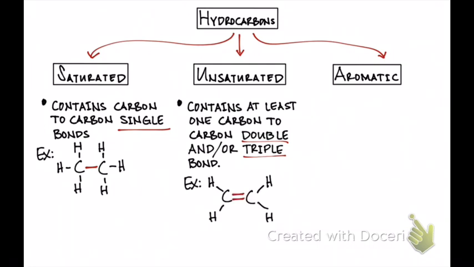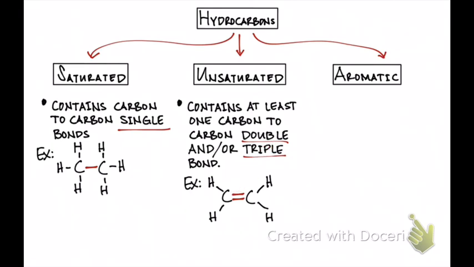Here's an example. This is ethylene, which is also a hydrocarbon. As you can see, it has two less hydrogens than ethane. So ethylene versus ethane on the left. And you can also see here that the carbon-to-carbon bond is a double bond, right? Because it's represented by two lines. If you have a triple bond, it would be three lines.